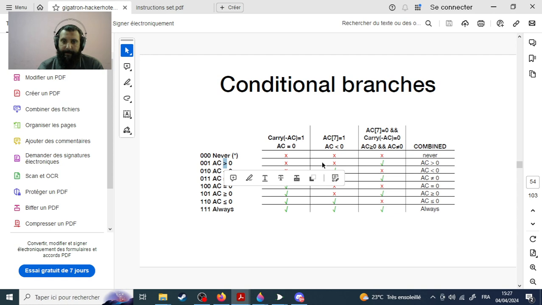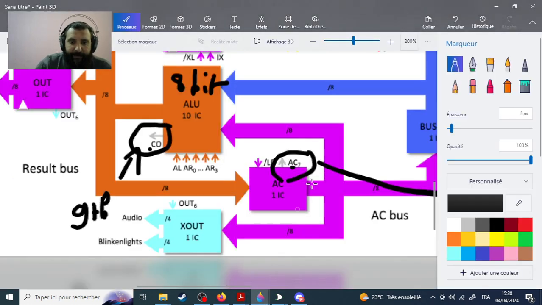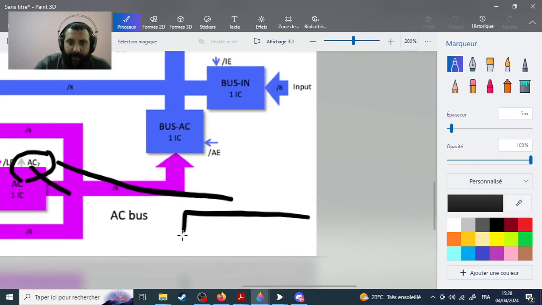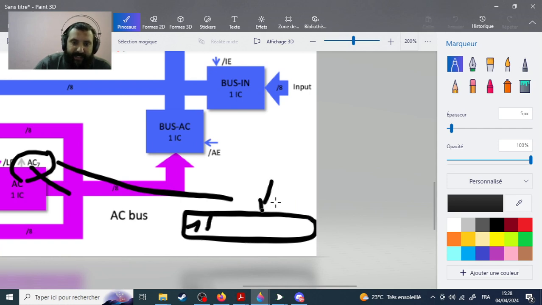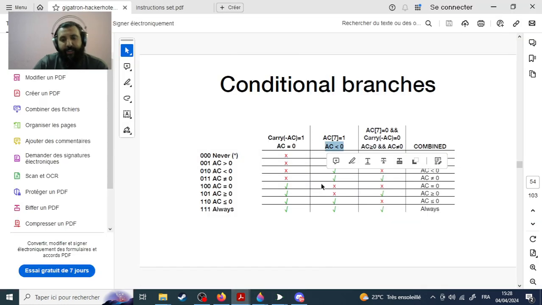Meaning the condition is true. Yes. IC is less than 0, that's true. The IC is negative. It's very simple. If you find the last bit is equal to 1, it means that this is a negative value. This is IC less than 0. If it's negative, it is less than 0. Good.